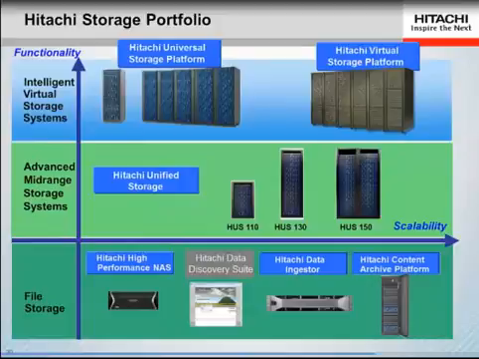On the mid-range, we have the Hitachi Unified Storage. Unified in that it provides both block, either through Fibre Channel or iSCSI, and file through NFS. It comes in three sizes: the HUS 110, 130, and 150, and can scale up to multiple terabytes of data within the HUS platform. Hitachi also provides file services such as High Performance NAS, Data Discovery Suite, Data Ingester, and Content Archive Platform.